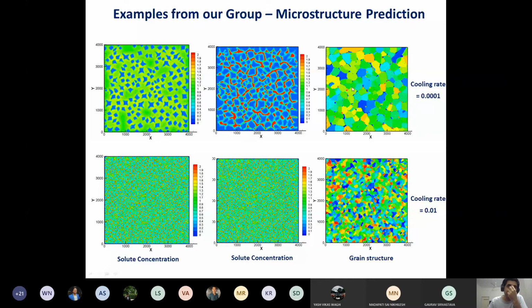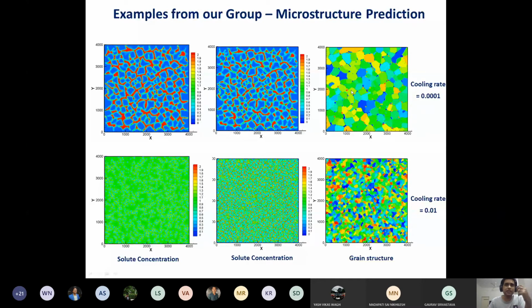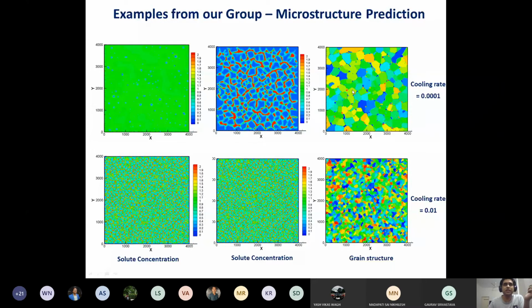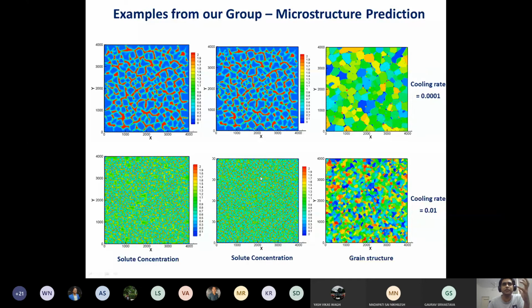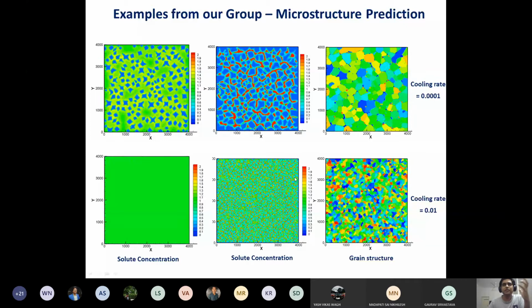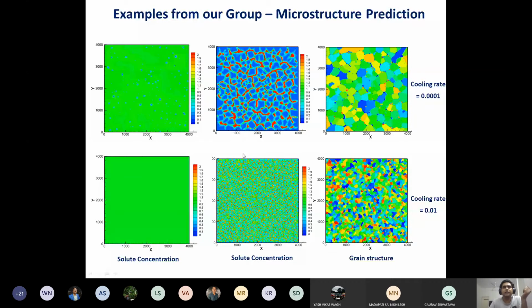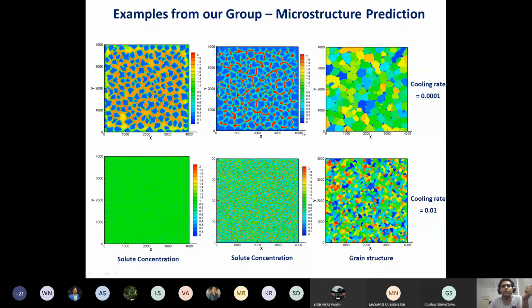We can also predict more complex situations, like alloys, aluminium-copper alloys. So what will be the variation of copper? For example, this red region shows that more copper is present, and the green region shows that less copper is present. These red regions are more copper. This type of problem can be tackled. These are very complex problems, and very important for industries.